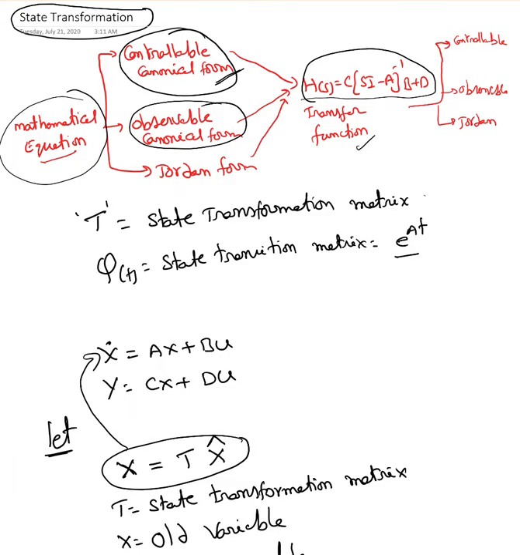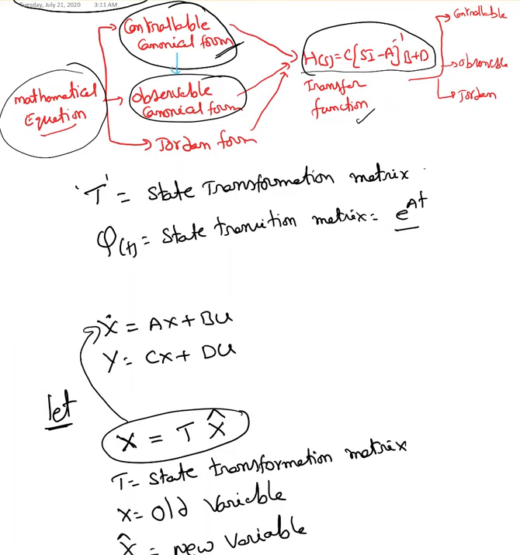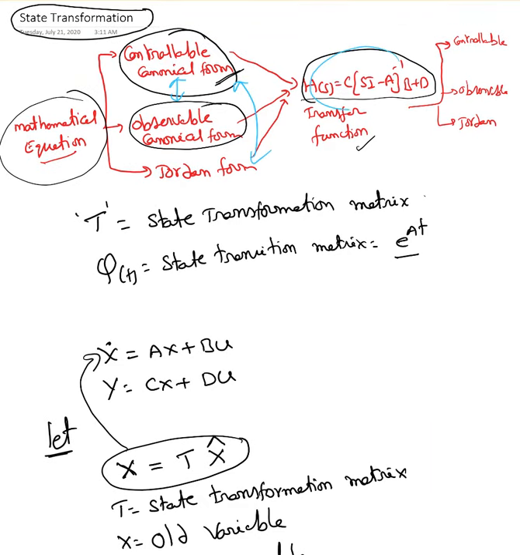Now, how do we convert a controllable canonical form into observable, or observable into controllable, or Jordan into controllable, and vice versa? We know how to find a transfer function H(s) by using the A, B, C, D matrices. Then from the transfer function, it's similar to a mathematical equation, so we can find the controllable canonical form, observable canonical form, or Jordan form. It's a kind of long process, but by using the state transformation matrix, which we call T, we can convert one form to another form. That's what we're going to learn in this video.